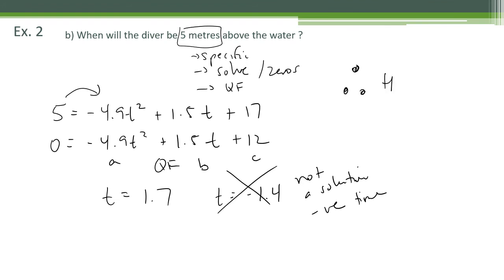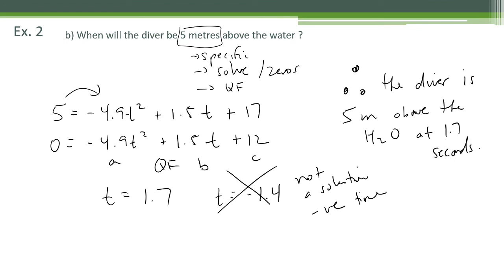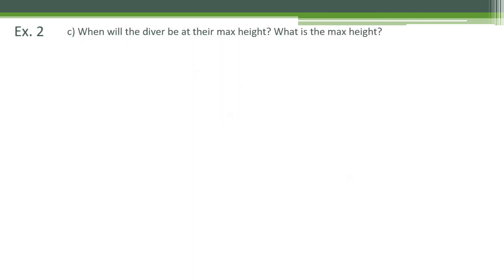Therefore, the diver is 5 meters above the water at 1.7 seconds, approximately, because we rounded. Part C: when will the diver be at their max height, and what is the max height? So there are our keywords, which tell us vertex, which tells us complete the square.